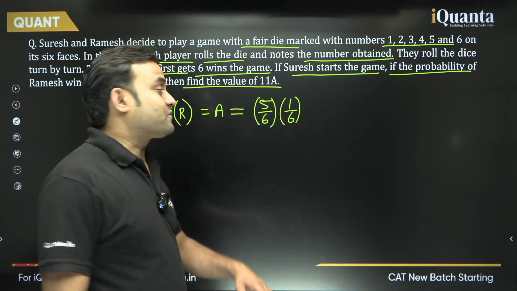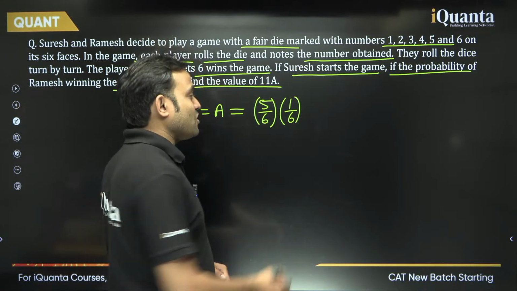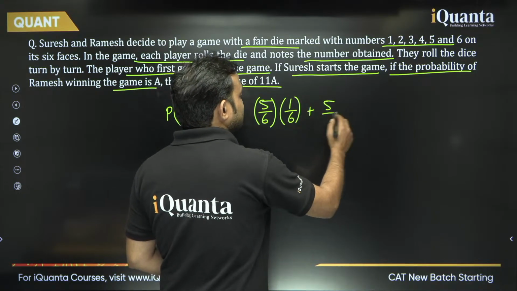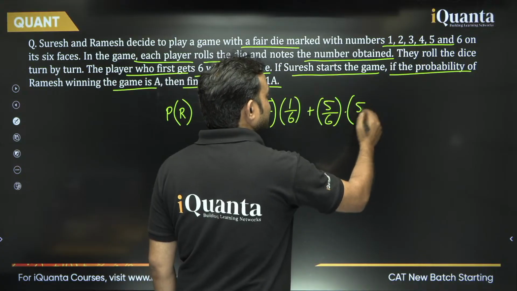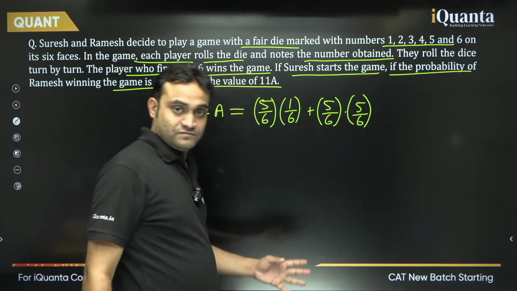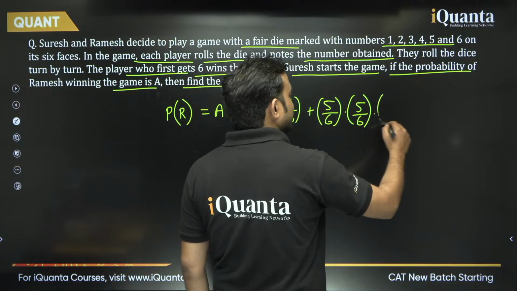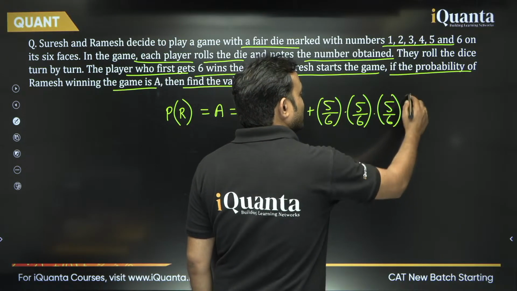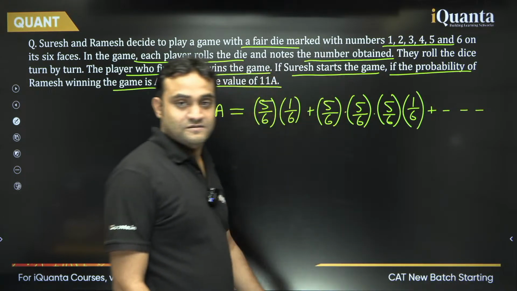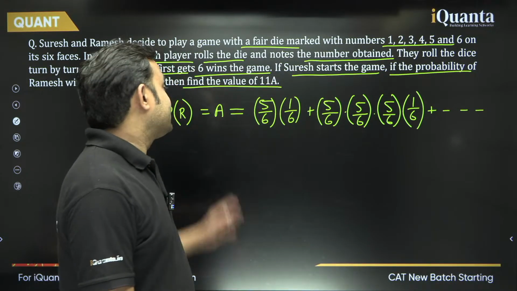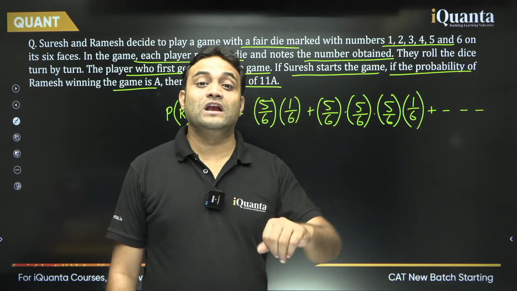Right? The probability of Ramesh getting 6 will be 1 by 6. Then that's not the only case. It's possible that Suresh is not getting 6 in his first attempt, and Ramesh is also not getting 6 in his first attempt. So the probability of that happening will be 5 by 6. Then again, Suresh is not getting 6, but Ramesh is getting 6, like this. So this situation will be something like this, right? So this will be the total probability that Ramesh will win.